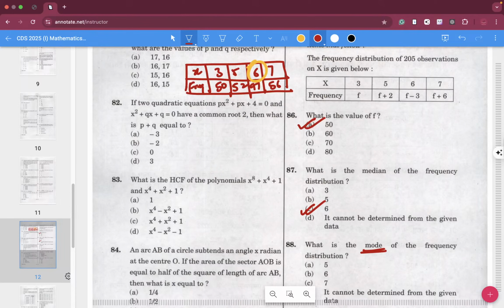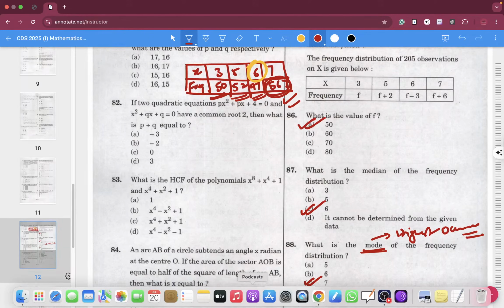Okay, what is the mode of the frequency? What do you mean by the mode? Mode means the highest occurrences. Which one is occurring the highest number of times? 3 is occurring 50 times only, 5 is occurring 52 times only, 6 is occurring 41 times only, but 7 is occurring 56 times. So obviously 7 over here will be the mode, right?